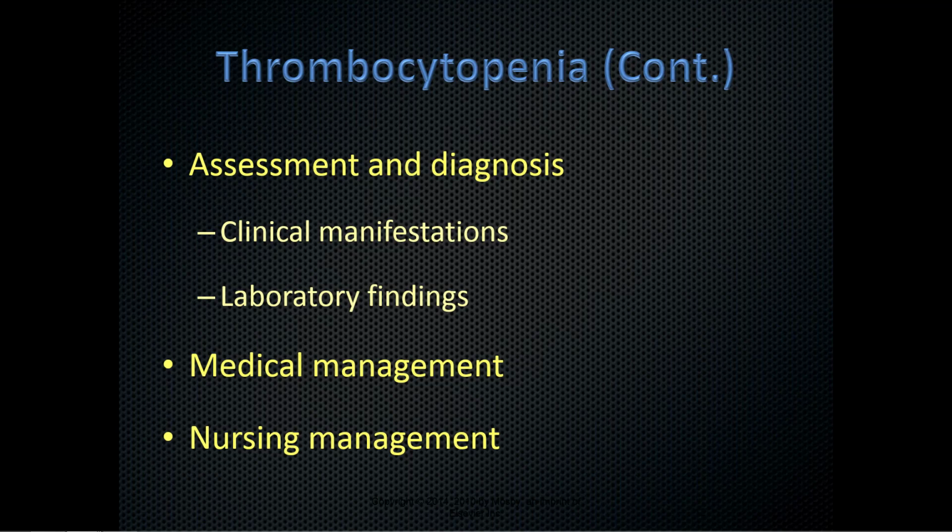Now, the nursing management of the patient with ITP incorporates a variety of nursing diagnoses. The nursing interventions include supporting the patient's vital functions, initiating bleeding precautions, providing comfort and emotional support, and also maintaining surveillance for complications.